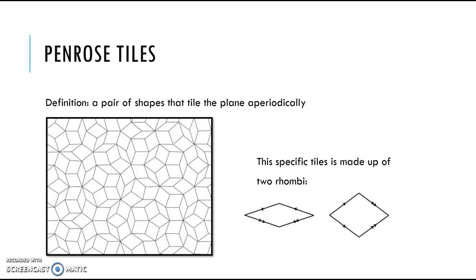So specifically Penrose tiles. This is a pair of shapes that tile the plane aperiodically. And so these were discovered by Penrose, and basically we see 2 rhombi here, and these 2 rhombi are what create this basic Penrose tiling here. And again, there is no way that we can tile these periodically. That is why it's an aperiodic tiling. But it creates this really neat pattern.